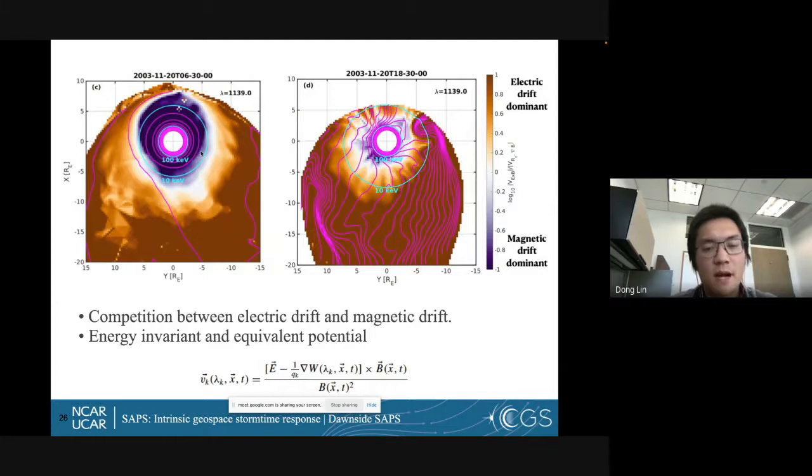So we take a further look at the energetic charged particle behavior, mostly the ions, because that's the main species of the ring current pressure. So this plot shows the ratio between the electric drift and the magnetic drift of ring current ions. So basically, as we know, charged particles, or let's just talk about the ions in the magnetosphere, undergo both the so-called E cross B drift, but also the energy-dependent magnetic drifts because of the non-uniformity of the magnetic field.